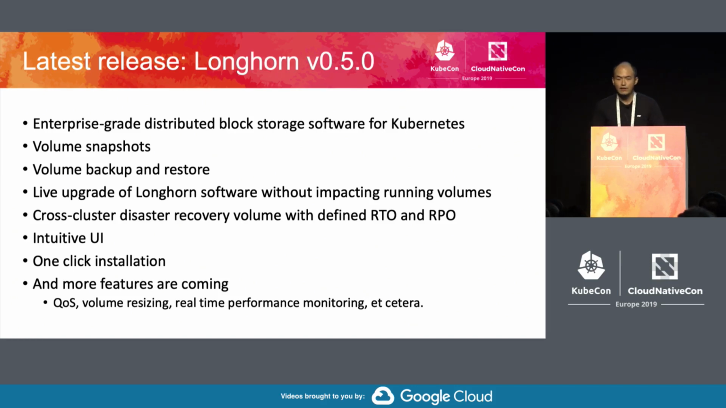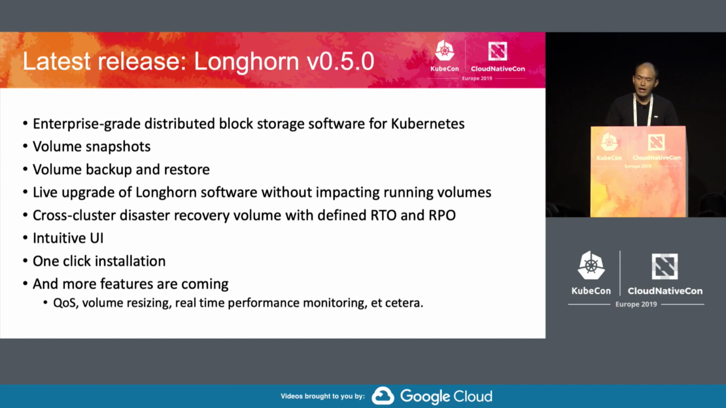Our latest release is Longhorn 0.5.0, and currently Longhorn is still in the alpha stage. As I said, Longhorn provides enterprise-grade distributed block storage software for Kubernetes, and we support volume snapshot, backup, and restore. The difference between the snapshot and the backup is that the snapshot is taken inside your Kubernetes cluster, so data doesn't leave your cluster. The backup is the way we provide to migrate your data to somewhere else, like AWS S3 or any S3-compatible object store or an NFS server. In that way, you have another fail-safe if anything goes wrong with your cluster.